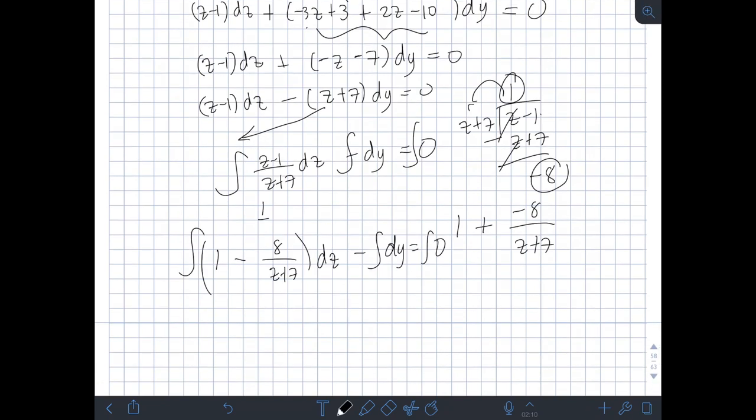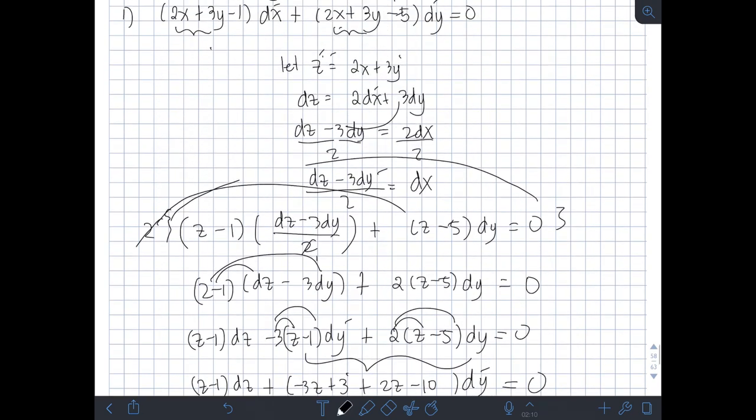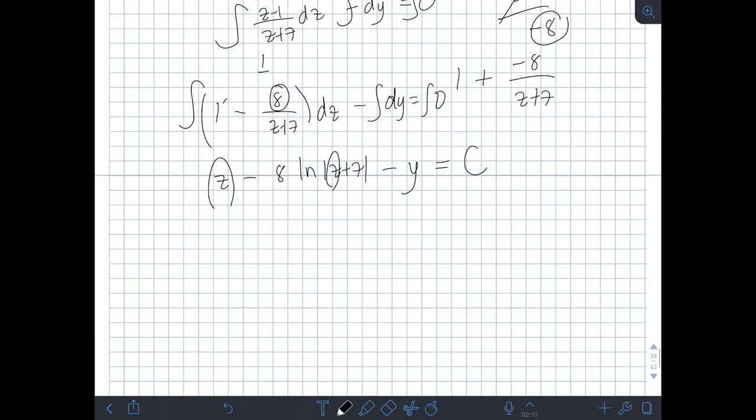So, ano'ng integral nito? Yung 1 over z minus 8, igigilid ko, integral ng parang 1 over z plus 7 dz is ln yon, right? So, ln of z plus 7 minus integral ng dy is y equals constant na lang. Okay, so ngayon, ibalik natin in terms of original value yung z in terms of x at y, which is 2x plus 3y, right? So, magiging z is 2x plus 3y minus 8 ln of 2x plus 3y plus 7 minus y equals z.